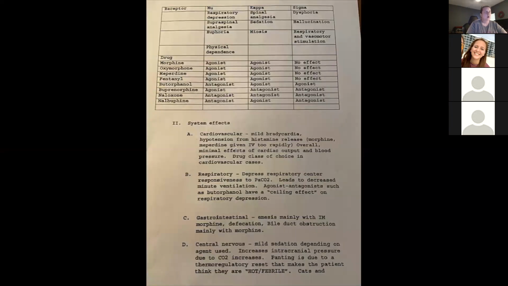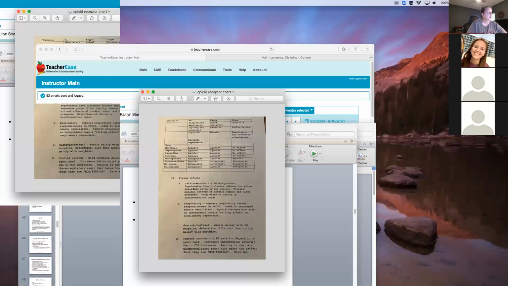Okay. Hopefully everybody can see this chart. I sent this to you yesterday. It's a handout that I use. Oh my goodness. Okay, I'm going to do it small just for a second.